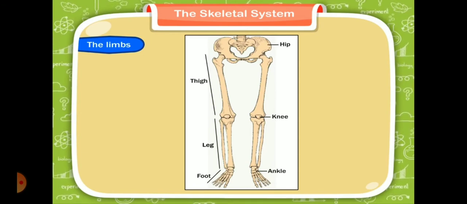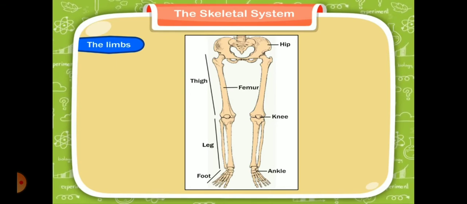The thigh is the region between the hip and the knee. It consists of a single bone called the femur or thigh bone. It is the longest, largest, and strongest bone in the body.